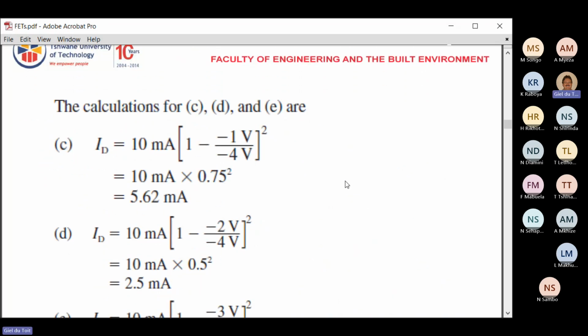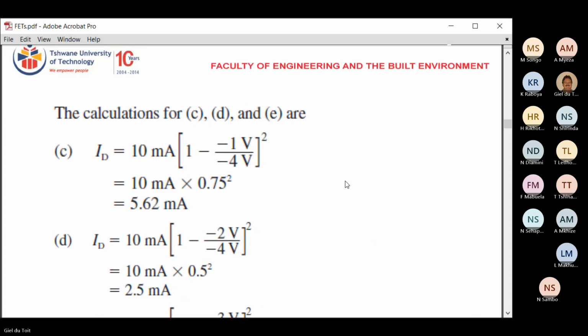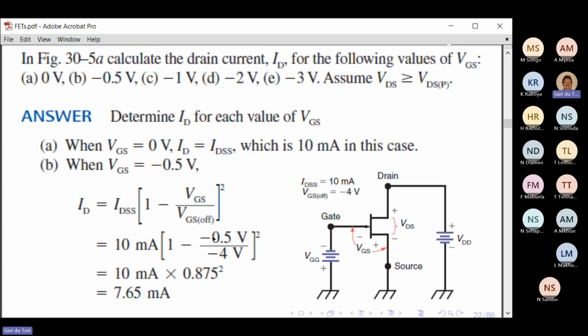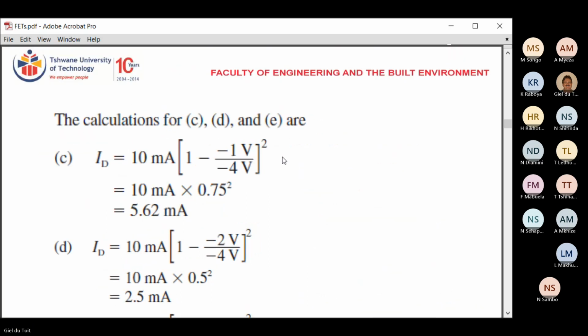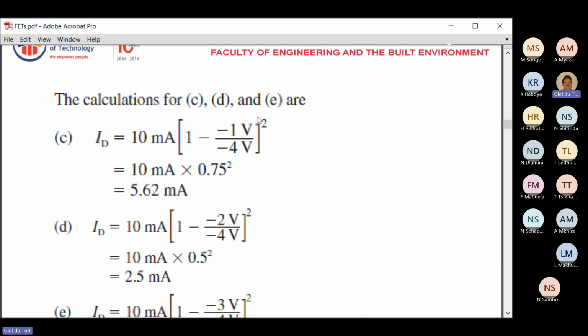However, we go to this one, and the previous one we had minus 0.5 volts on gate source. So we can now put minus 1 volt for gate source here, and then we can see how this current now decreases, because we made that voltage more negative. Remember, the previous one was minus half a volt, now it's minus 1 volt. So the current decreased. That shows you how the current decreased when we use this formula.